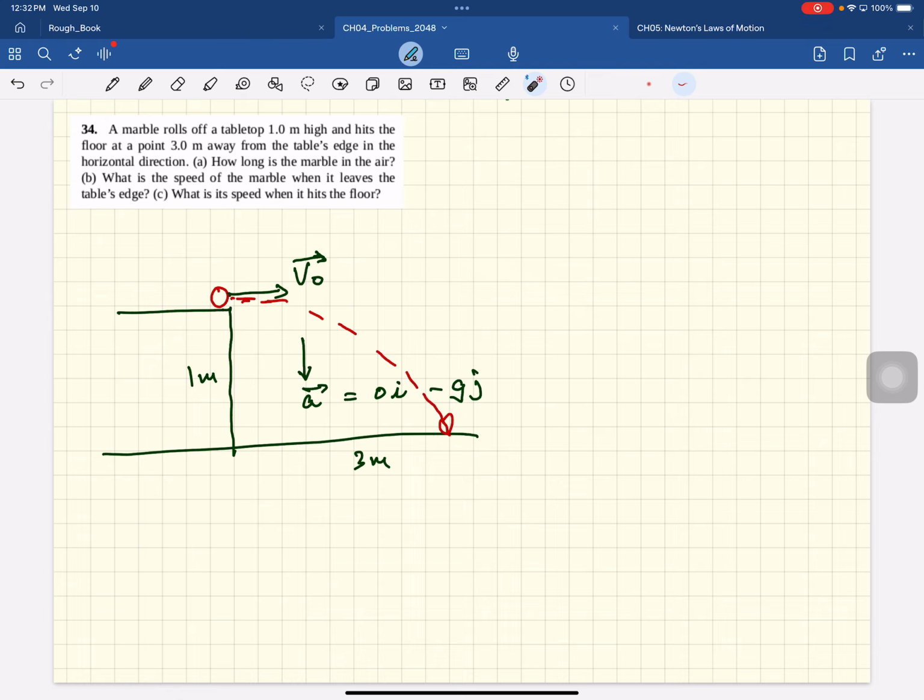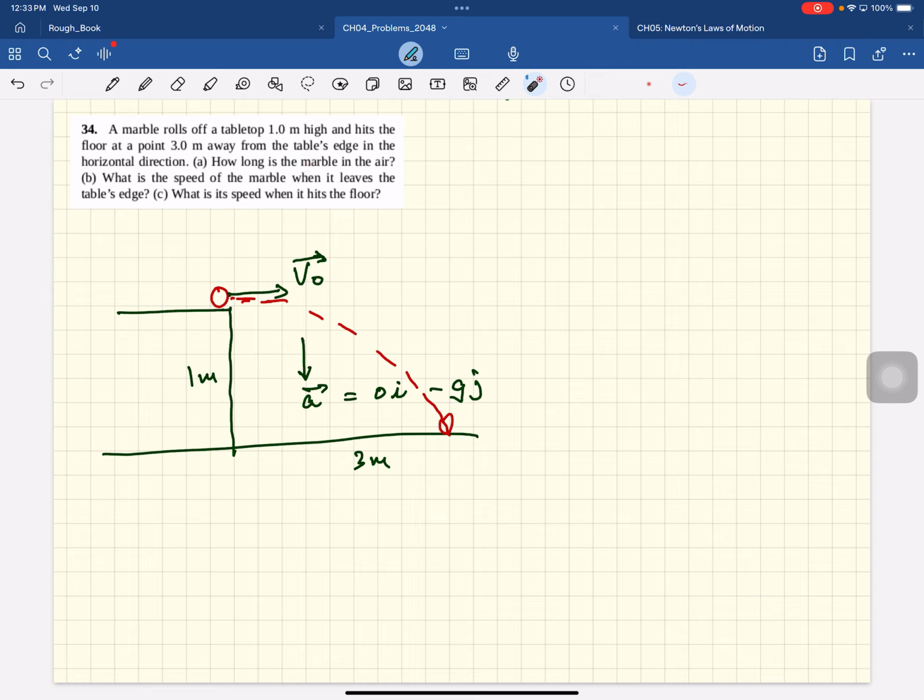So they've given us these two factors. They've told you how high you're jumping off and how far you fall. So you should be able to calculate the speed and the time of flight. Now, the time of flight depends on how high you jump off of, so you've got to keep that in mind. So how long is the marble in air? That's the time of flight, and that'll be related to this distance. And what is the speed of the marble when it leaves the table's edge? Once you have the time and this distance, you should be able to calculate that.